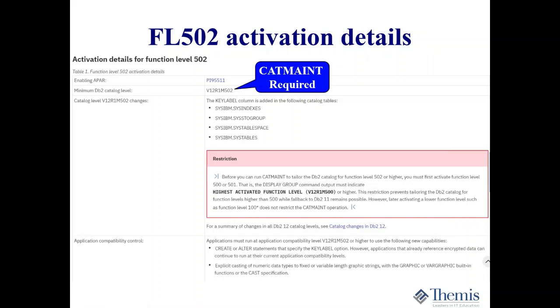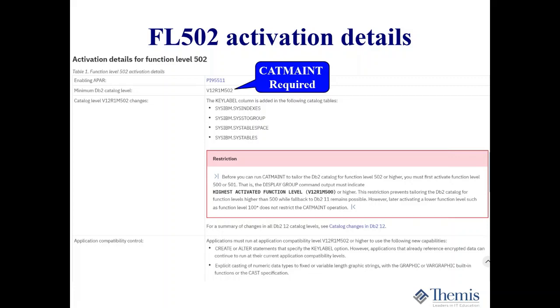And again, I just screenshotted from the website. It gives you the enabling APAR again. And then the minimum catalog level is V12R1 M502. So I know here that my catalog needs maintenance to apply this one. So 501 I could just activate. I didn't need any cat maint. There were no catalog changes. 502 does have catalog changes, and so there is an associated cat maint that goes with it. I can tell that just by looking at the website.